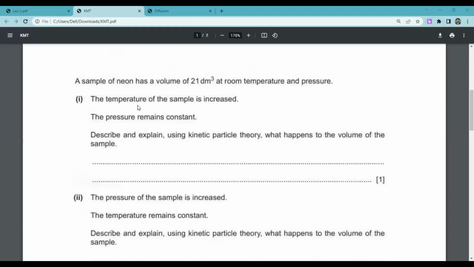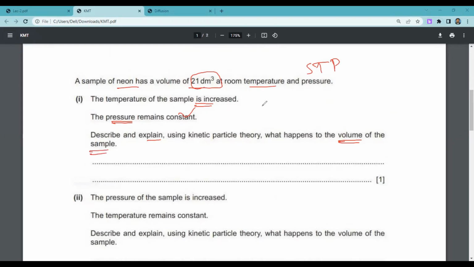Now these questions appeared in the P2 exam. The question is, a sample of neon has a volume of 21 decimeter cube at room temperature and pressure, at STP condition. The temperature of the sample is increased while pressure remains constant. Describe and explain using kinetic particle theory what happens to the volume of the sample.